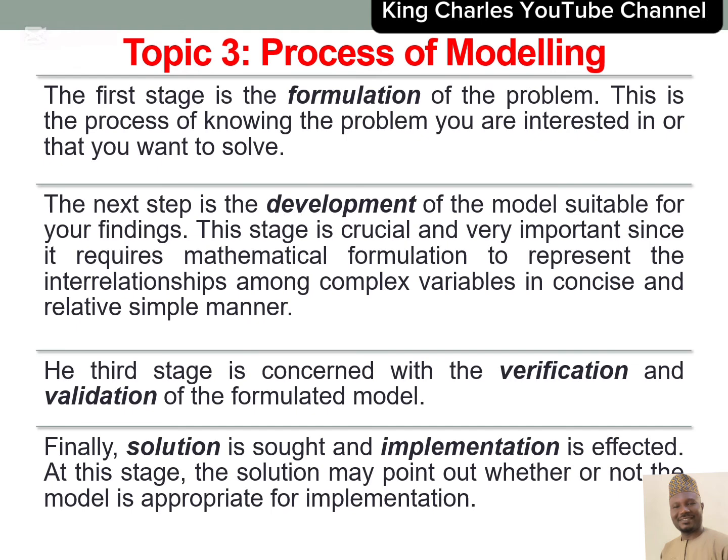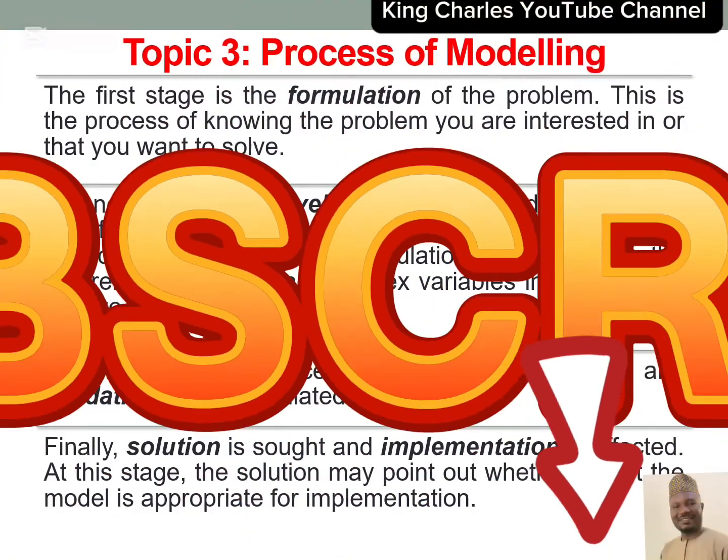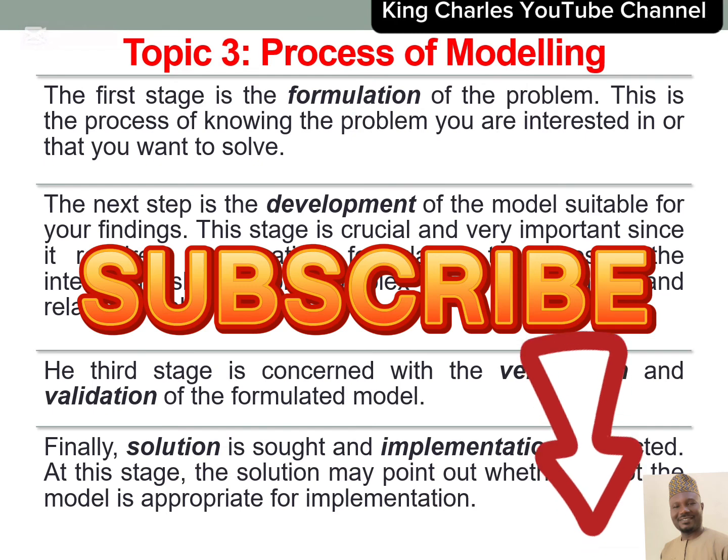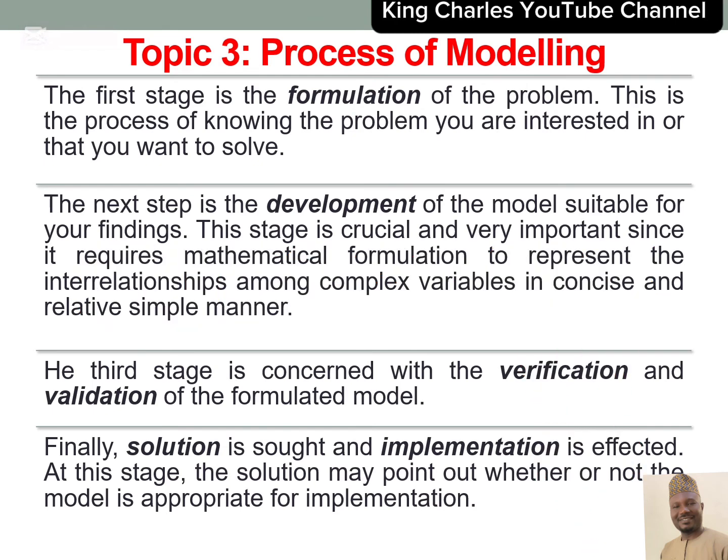In the process of modeling, there are four stages involved. The first stage is the formulation of the problem. This stage is very crucial as it involves knowing the problem you are interested in solving. So you want to provide a solution to a particular problem, for instance, how income affects quantity demanded of a commodity.